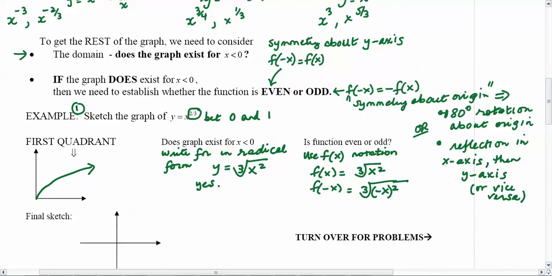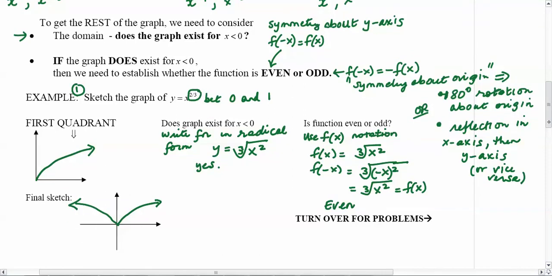Okay, I'm plugging in negative x, square it, I get x squared. So that is actually equal to f of x. My graph is even, my function is even, which means I have what? Symmetry about the y-axis for even functions. So my final sketch looks like this. Here's the first quadrant, symmetry about the y-axis. There is my second quadrant. And I have a nice rough sketch of what the graph looks like.